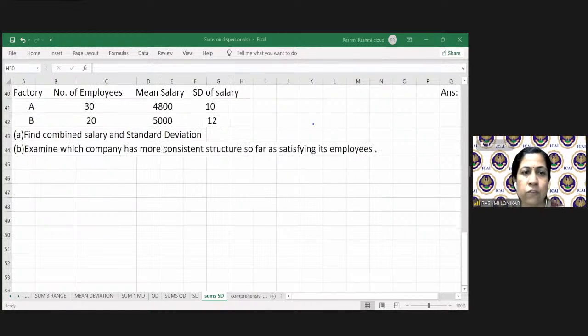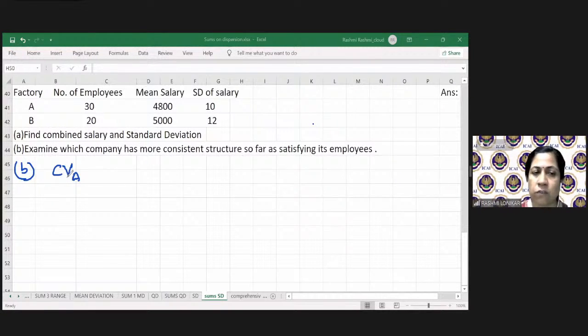Okay, now we have to see which company has more consistent structure. Here consistency has to be checked using CV. Okay, ये जो B portion है वो मैं आपको दिखा रही हूँ. I'm solving the B portion because the standard deviation you just have to substitute and find out. Now I will find out CV of factory A.